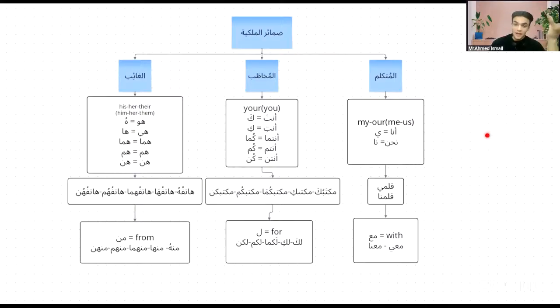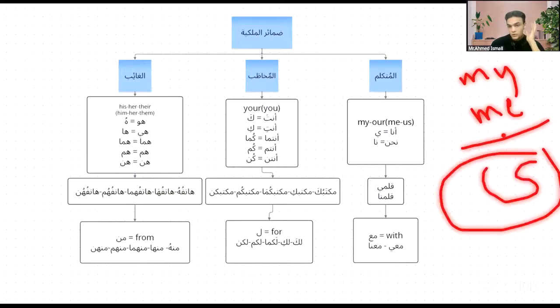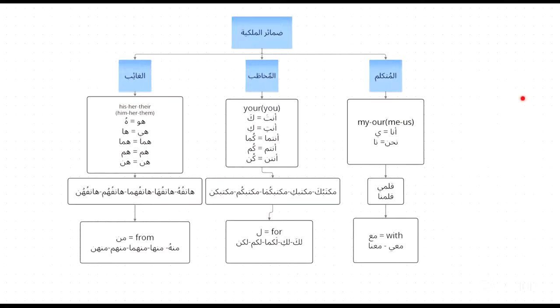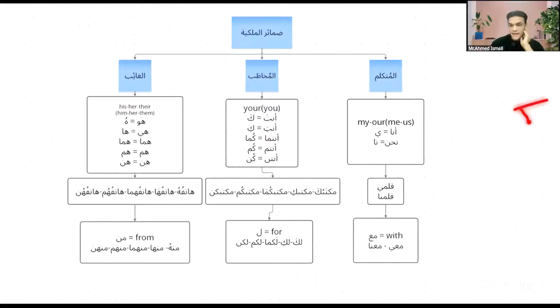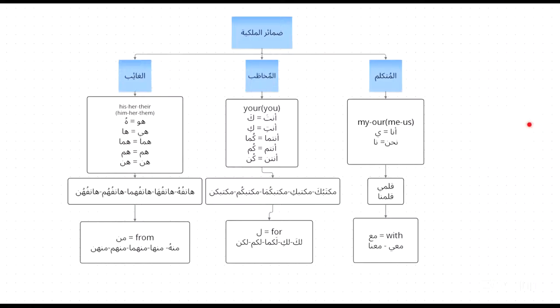So the point here in Arabic, it's the same thing. What I mean is, when I say my and when I say me, you use the same letter. You just add ya at the end. So if I want to say my book, the word book which means kitab, I will say kitabi with ya at the end. And if I want to say min, like from me, I will say min, from, and minni.